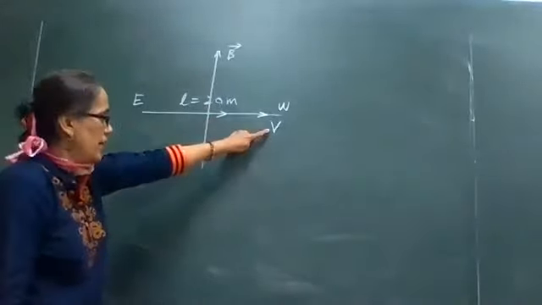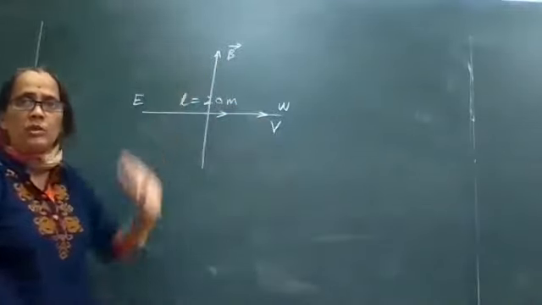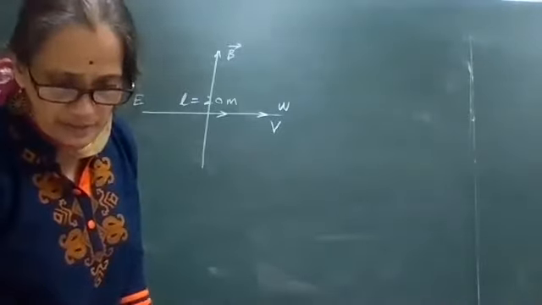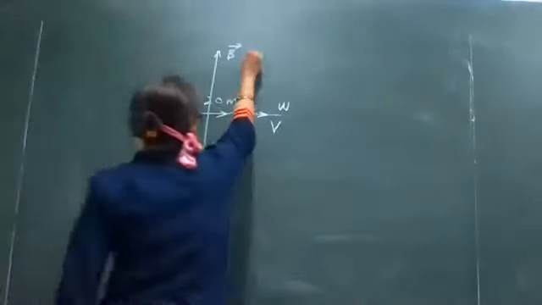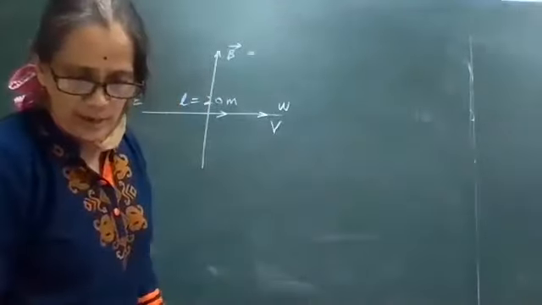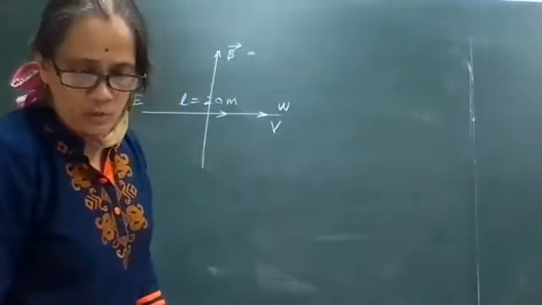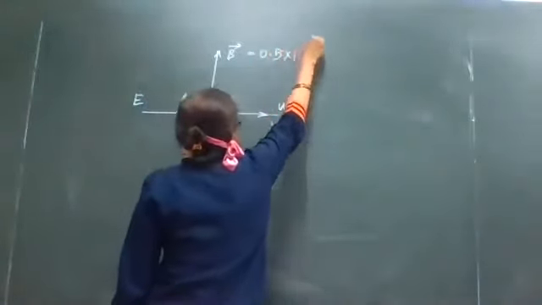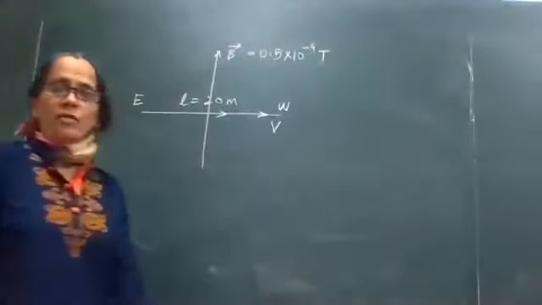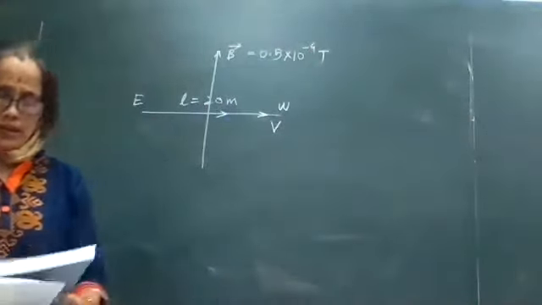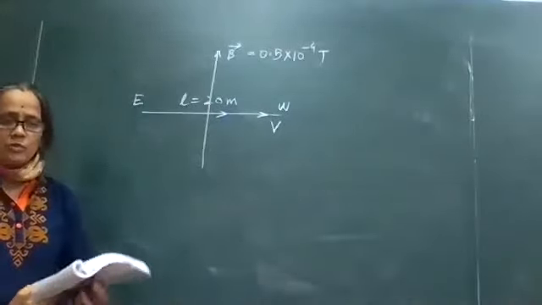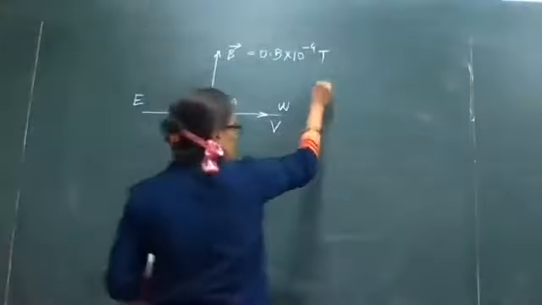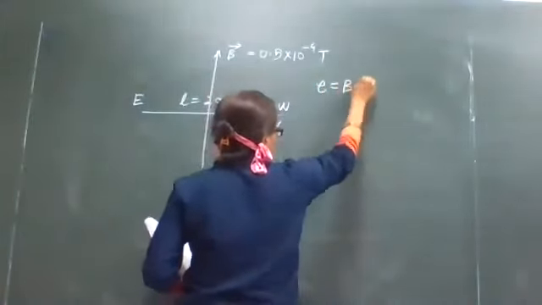So your magnetic field and velocity are perpendicular to each other. The value of the magnetic field is given, which is 0.5 into 10 raised to minus 4 Tesla. And now what do you want to calculate? You want to calculate the EMF induced. So in that case, again the same formula: EMF E is equal to BLV.